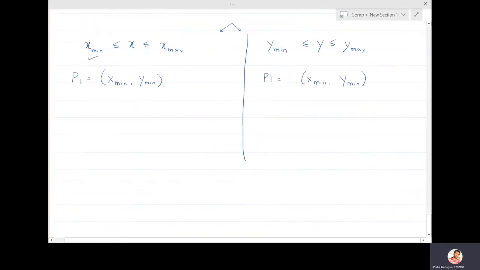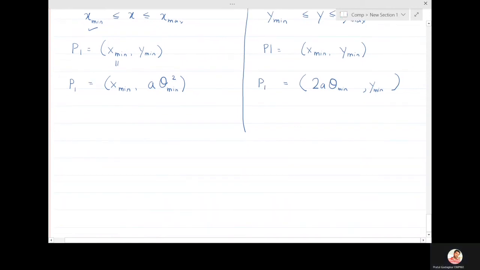X min will be given to us, so I will carry it down as it is. Y min will correspond to aθ min², because in parametric equations y is equal to aθ². Here y min is given to us, so I will keep it as it is. And what about the x? X is 2aθ, so here x is 2aθ min. This will be the first point which we will always use.